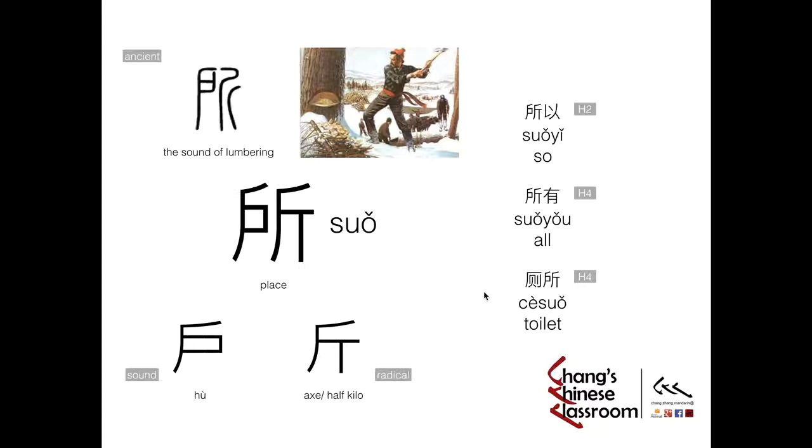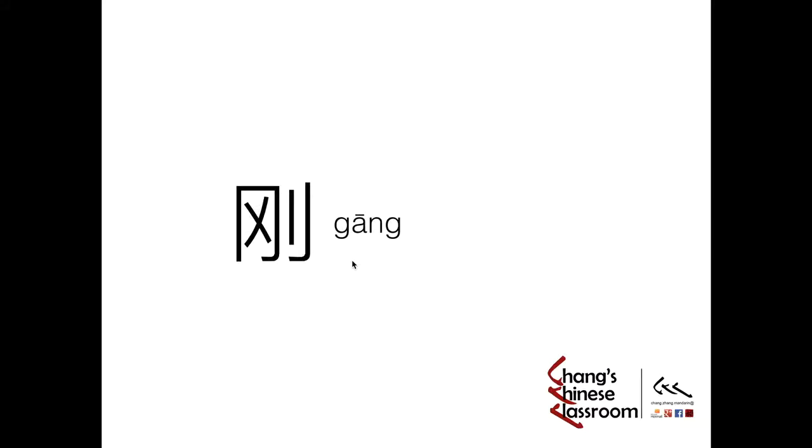Last one, 厕所, the easiest one. 所 is a place, and 厕 is generally the action to poo-poo. Okay, so this is a place when you want to go poo-poo. Next one, with me, 刚.